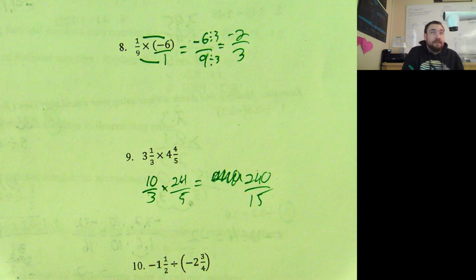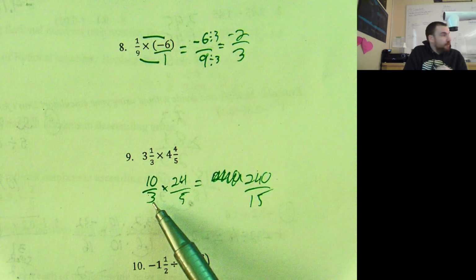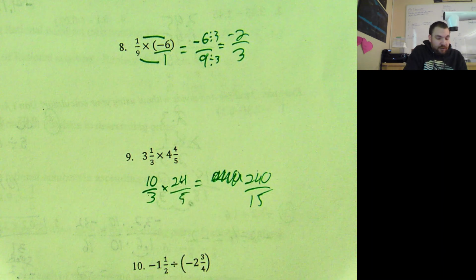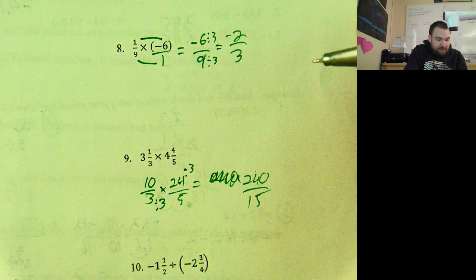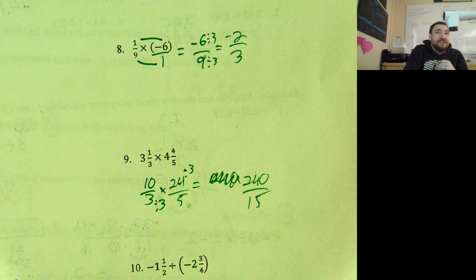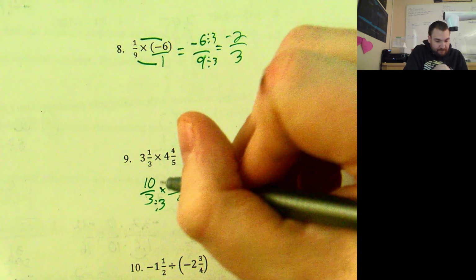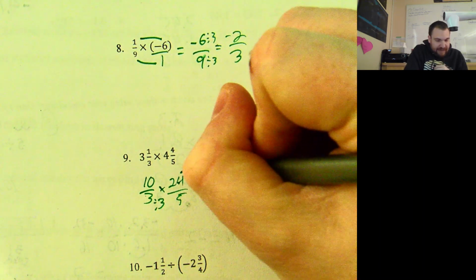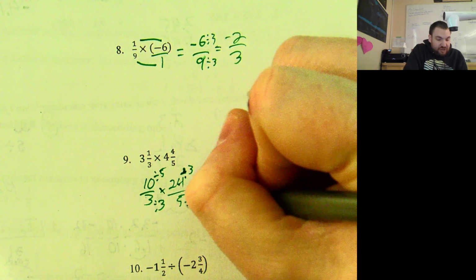I could do that. The other option is to do what? I can do some cross simplifying here. Because 24 and 3 are both divisible by 3. I can divide by 3, I can divide by 3. And what other cross simplification could I make? Sorry, I'm dividing. 10 and 5 can both be divided by 5. So this could change the question.